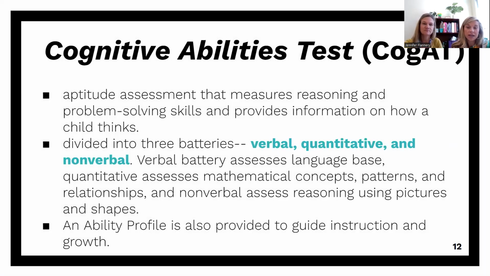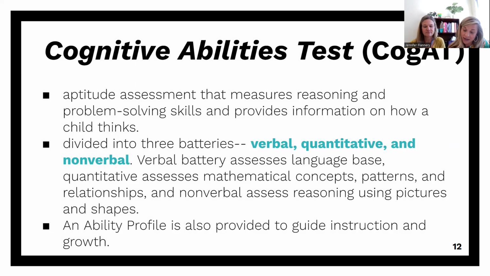This year, all second graders in CMS will be taking the COGAT test. That stands for Cognitive Abilities Test. This is an aptitude assessment that measures reasoning and problem-solving skills and provides information on how a child thinks. It's divided into 3 batteries: verbal, quantitative, and nonverbal. The verbal battery assesses language base. Quantitative assesses mathematical concepts, patterns, relationships, and nonverbal assesses reasoning using shapes and pictures.